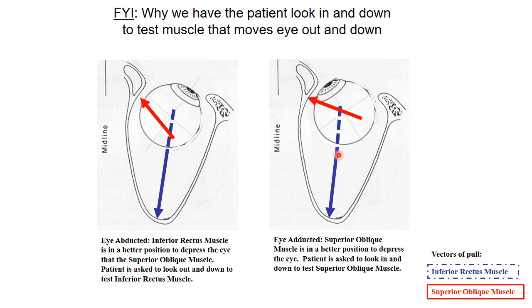If there's any confusion about this at all, please send me an email and we can work through it. Again, this is FYI. I don't require you to understand the mechanism. I just want you to know, A, what the muscles do. Superior oblique is an abductor and a depressor, but I also ask you to know how to test it. You ask the patient to look in first, to adduct initially, and then look down. That's how you test it.